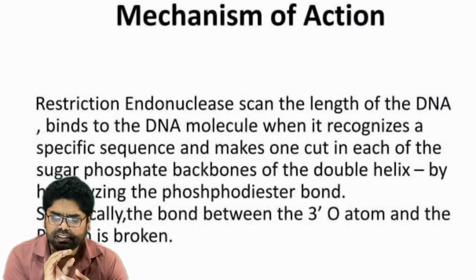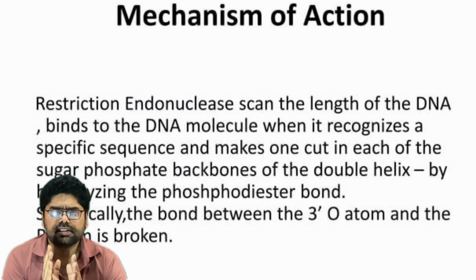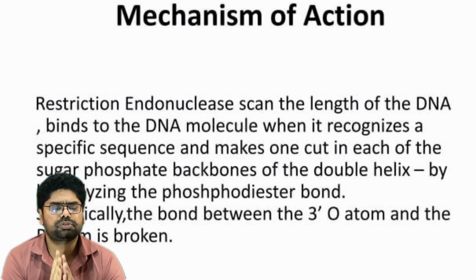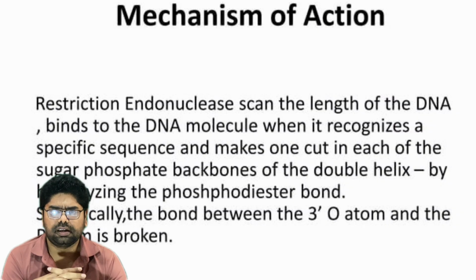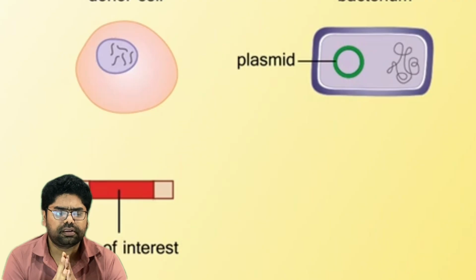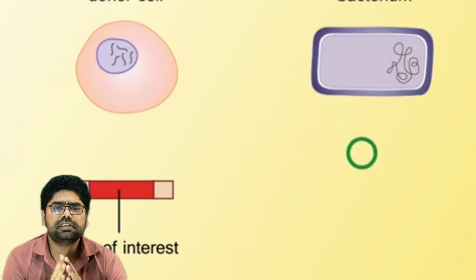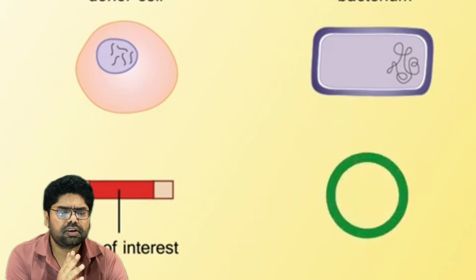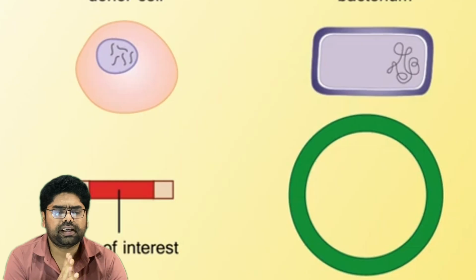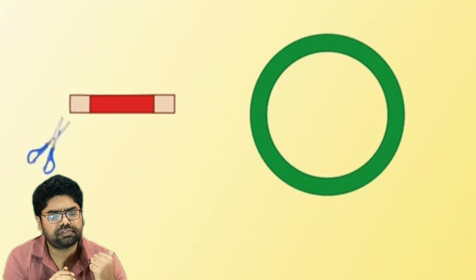Restriction endonucleases basically scan the length of the DNA and bind to the DNA molecule when they recognize a specific sequence, and make one cut in each sugar-phosphate backbone of the double helix by hydrolyzing the phosphodiester bond. Specifically, the bond between the 3' O atom and the P atom is broken. Direct hydrolysis by nucleophilic attack at the phosphorus atom takes place. So, 3' OH and 5' phosphate are produced, as you can see in the figure.